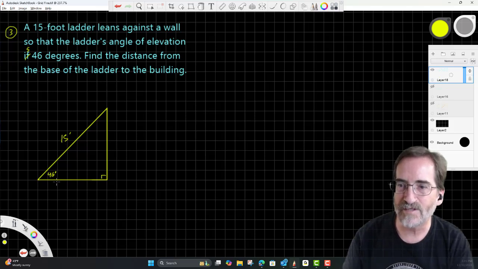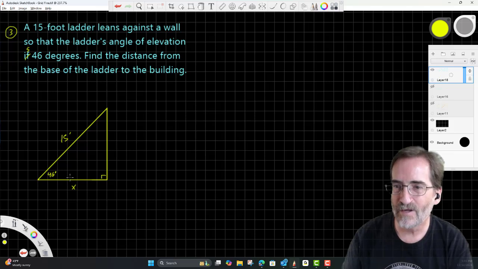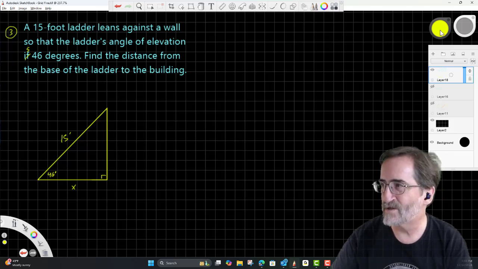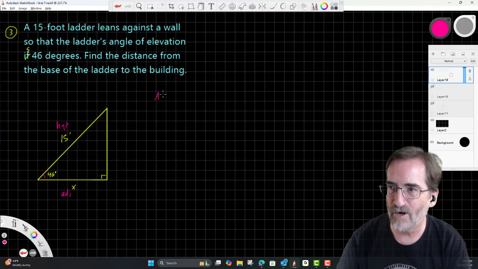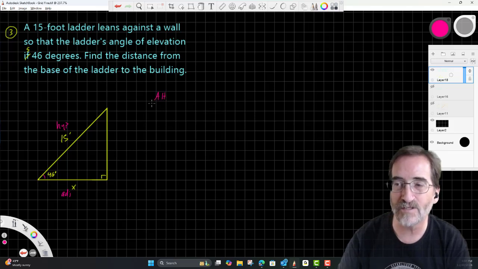Find the distance from the base of the ladder to the building. Let's call that x. Okay, let's name the sides. We name them hypotenuse, the long diagonal. The side adjacent or touching the 46 degree angle is the adjacent. So we need to know the adjacent. We know the hypotenuse and the adjacent. Think of our mnemonic, SOHCAHTOA.